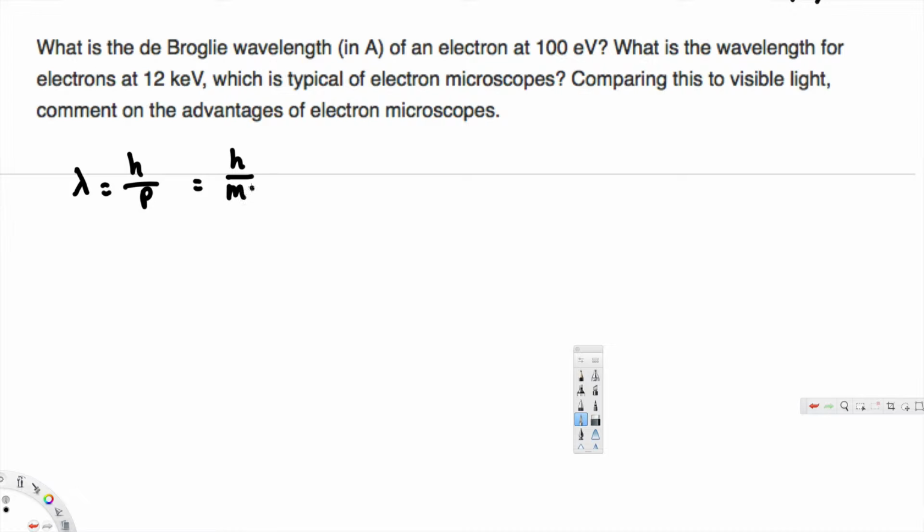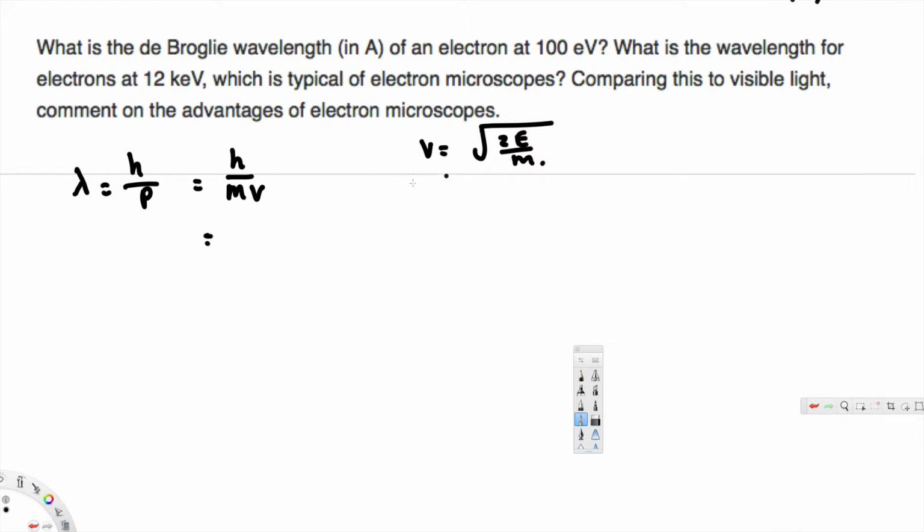So we can write mass times velocity, and velocity for an electron can be written as square root of 2E divided by m. We switch to this form because the energy is provided, and that's what we need to calculate lambda. The mass of the electron is known, Planck's constant is known, energy is given, so there's no problem.